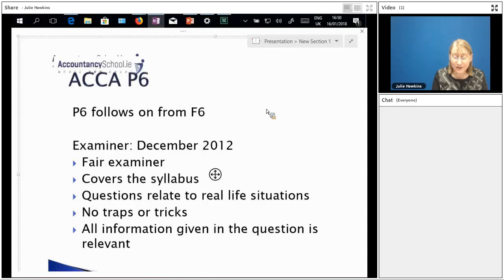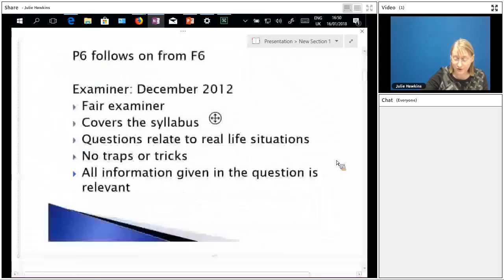The examiner is in a very good place for this, as he has his own tax practice and also he lectures in taxation, not obviously for ACCA, but for other institutes. So he sees both sides of the equation. He sees it from a student perspective and also obviously from a real life practice perspective. The examiner doesn't set any traps or tricks. All the questions and all the information given in the questions is relevant to the requirements of the question.